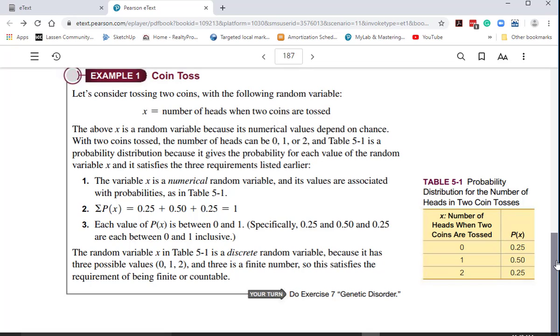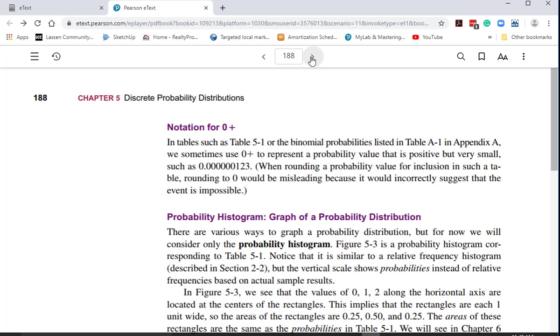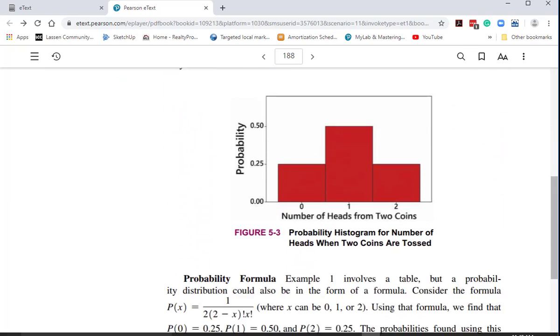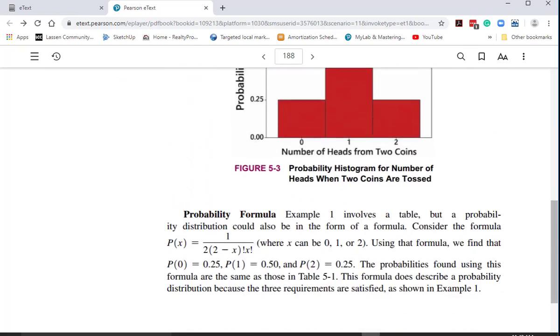This is when 2 coins are tossed, right? Oh. Okay, that's a good question. So, okay, now let's go to the next page. Go over here. Right here.